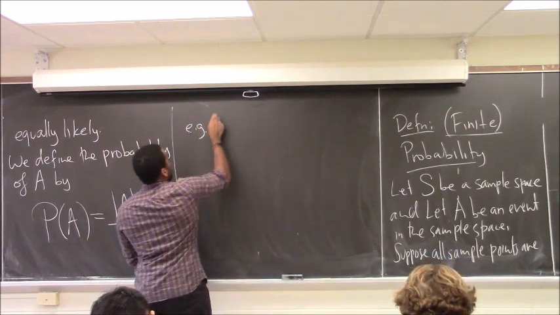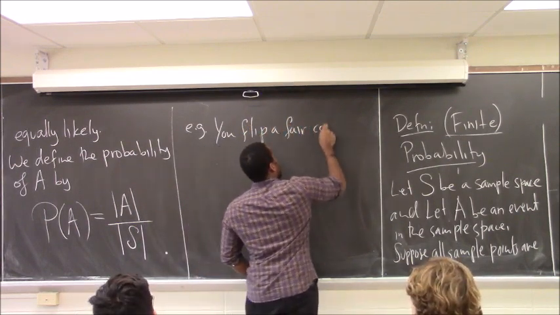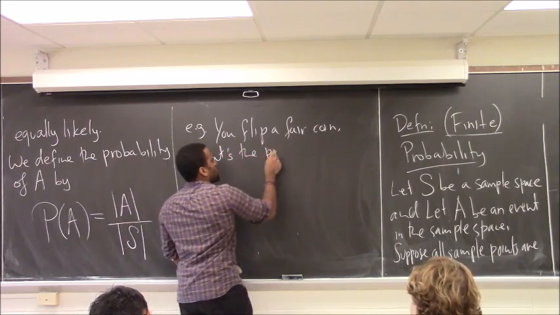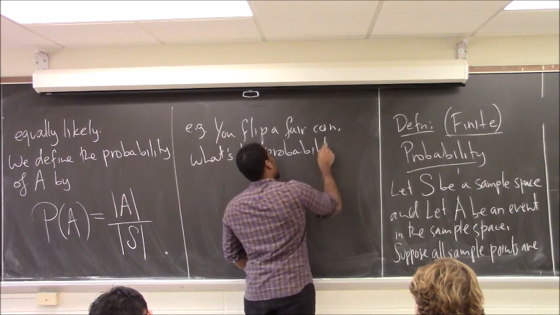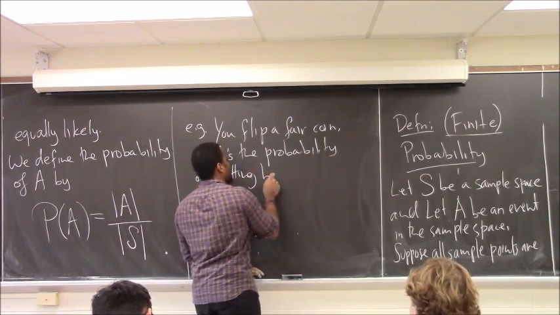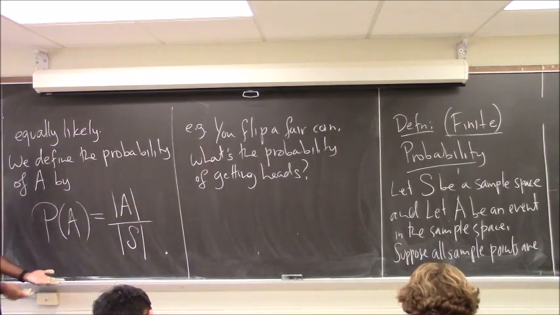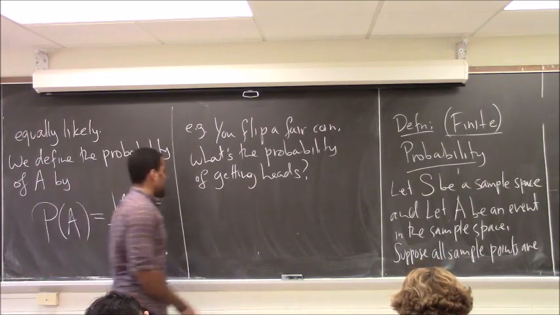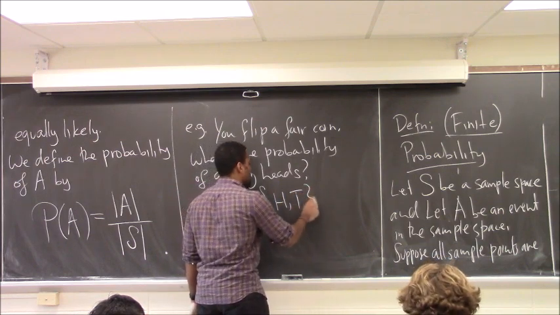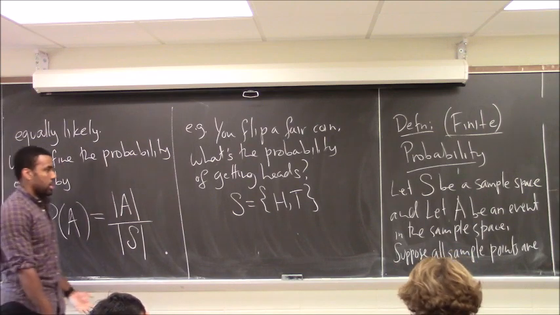Example. Flip a fair coin. What's the probability of getting heads? So what you would do is think of what would be the sample space for this experiment. Well, the possibilities are H and T. These are the set of all things that can happen, right? The coin is either going to land on heads or tails.